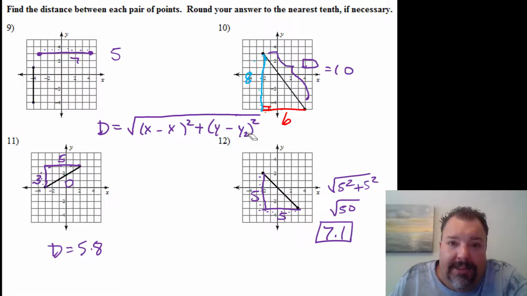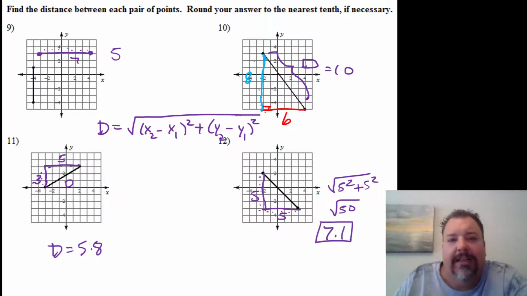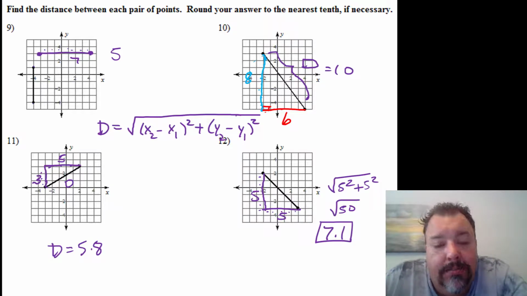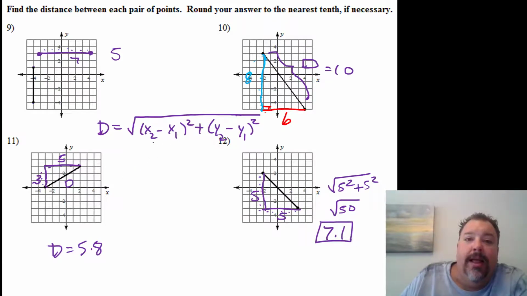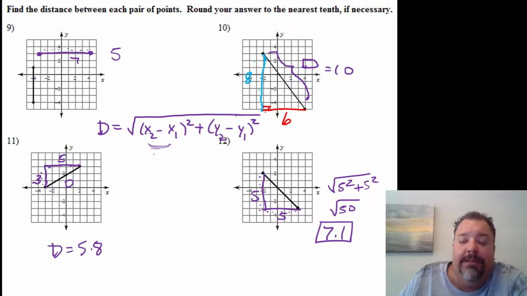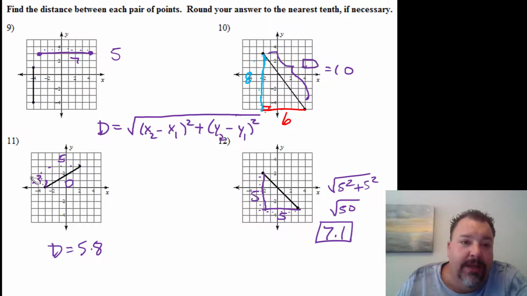Some people might have these switched too. Maybe they put it as x2 minus x1, y2 minus y1. Well, let's do it like that, I guess. The order here doesn't really matter because we're just subtracting them and we're going to square it, so it's going to be positive. And same thing here. We just got to make sure the x's go with the x's and the y's go with the y's. This is going to tell us how far apart it is horizontally. This is going to tell us how far apart it is vertically. And we square it just like we did with these pictures.